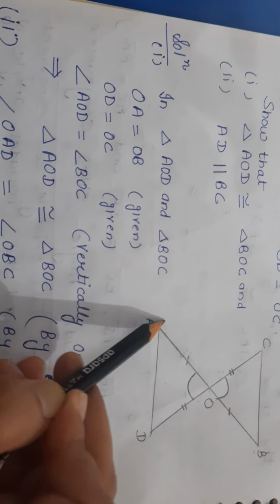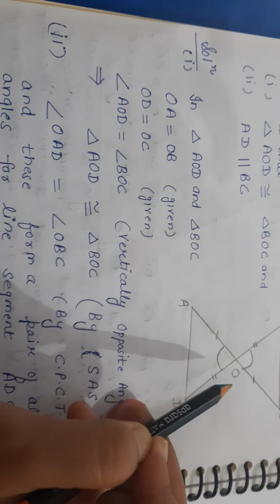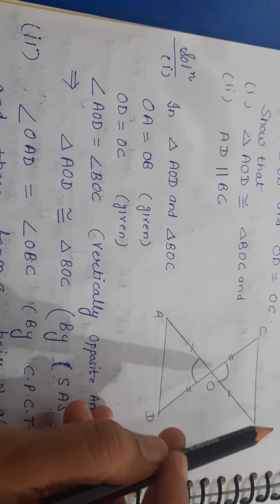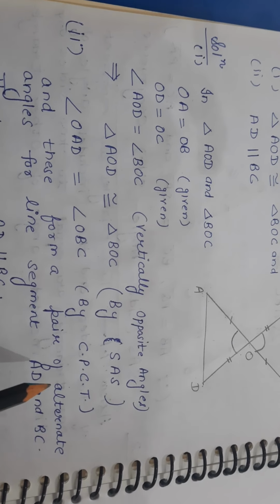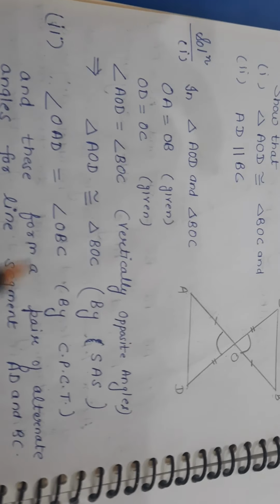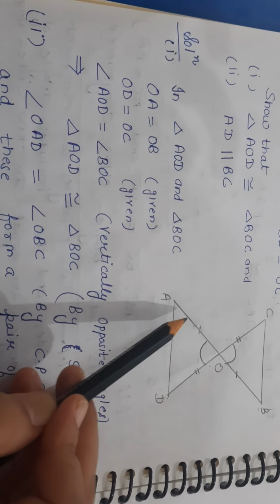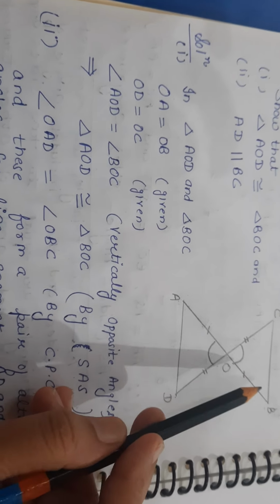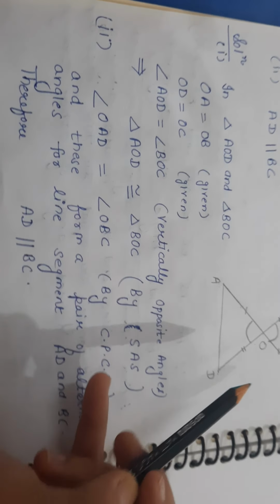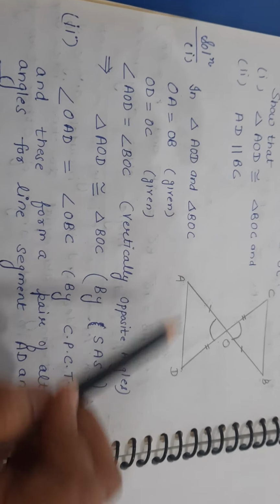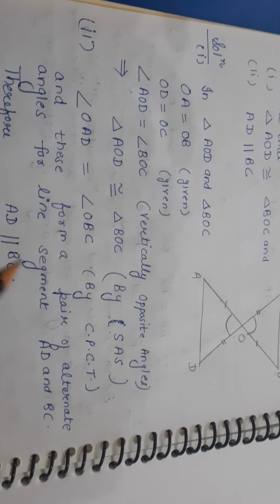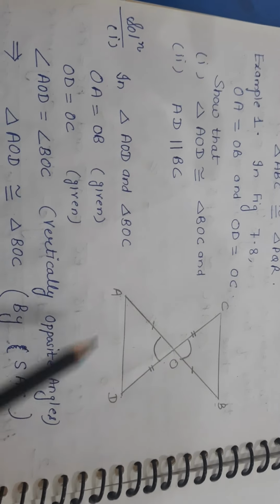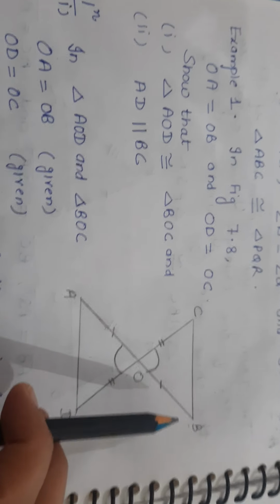Angle OAD is equal to angle OBC by CPCT, and they form a pair of alternate angles. If you look here, these two angles form a pair of alternate angles for the line segments AD and BC, and these two angles are equal. So this is possible when line AD is parallel to line BC.